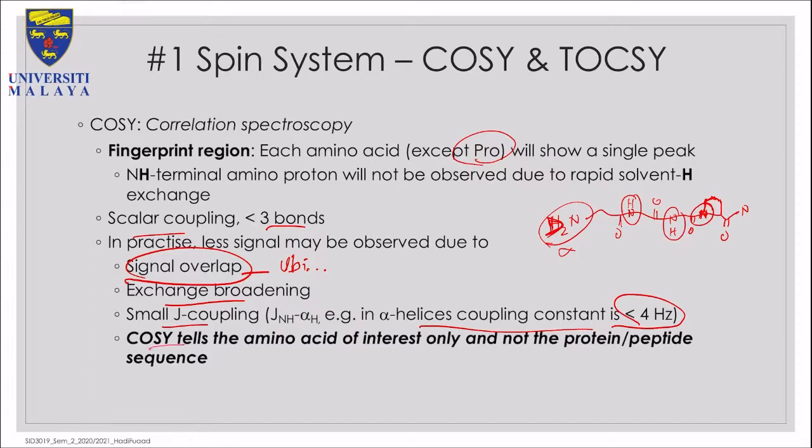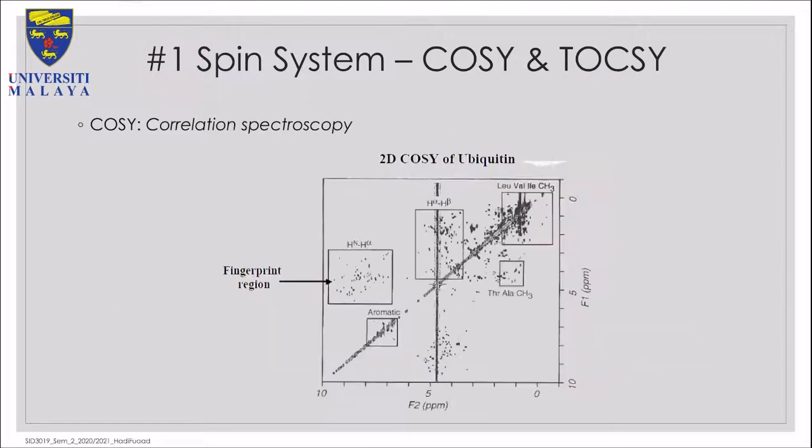But what COSY can tell you is only the amino acid of interest, and not the protein or peptide sequence. If you're just looking at COSY, it will not tell you anything. Similarly, if you're just looking at TOCSY, it will not tell you anything. If you look at any singular 2D NMR spectrum, it will not tell you anything. So this is the first step. This is just another slide telling you about the regions and what they correspond to: the fingerprint region, from the amide protons to the alpha hydrogen.